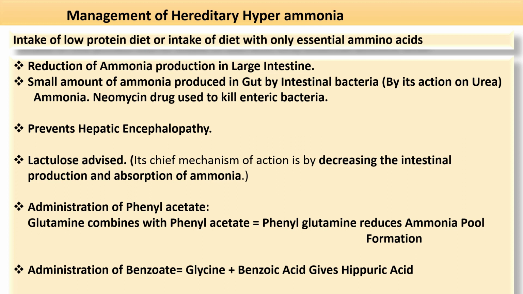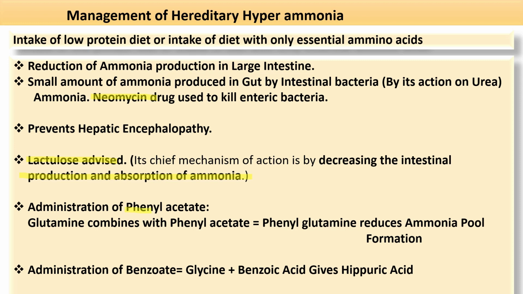हमारे intestine में जो ammonia बनता है by intestinal bacteria that can be killed by the drug called as neomycin. So because of this enteric bacteria there will be no production of ammonia. Then here lactulose is recommended. Lactulose, the mechanism of action is by decreasing the intestinal production of ammonia and absorption of ammonia. Lactulose on metabolism produces lactic acid, which is responsible for decreasing production of ammonia by acting on this intestinal bacteria, and because of acidic environment जो भी ammonia बनेगा it will get converted into ammonium ion and it will not be reabsorbed from intestine.